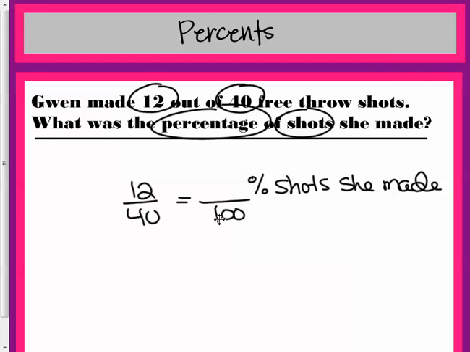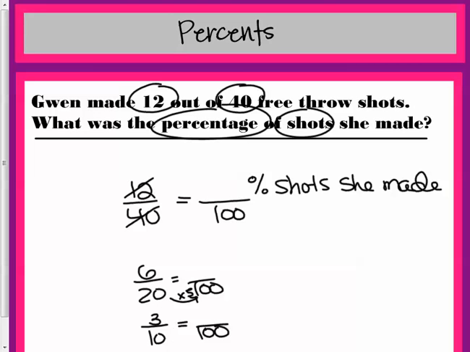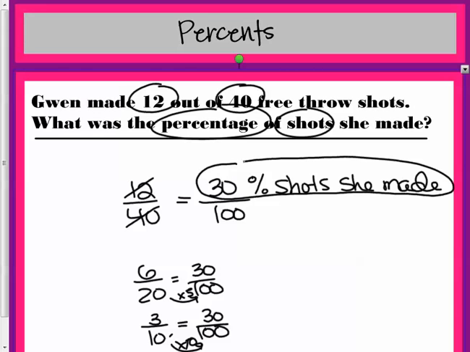Well, I can't get from 40 to 100 easily, but I can simplify. So if I simplify 12 over 40, I get 6 out of 20. I could do it like that. And both are also divisible by 4, so I also get 3/10. Either way you thought about it, that makes our lives easier because this one I can multiply by 5 and this one I can multiply by 10. And either way I get 30 and this is 30%. So she made 30% of the shots.